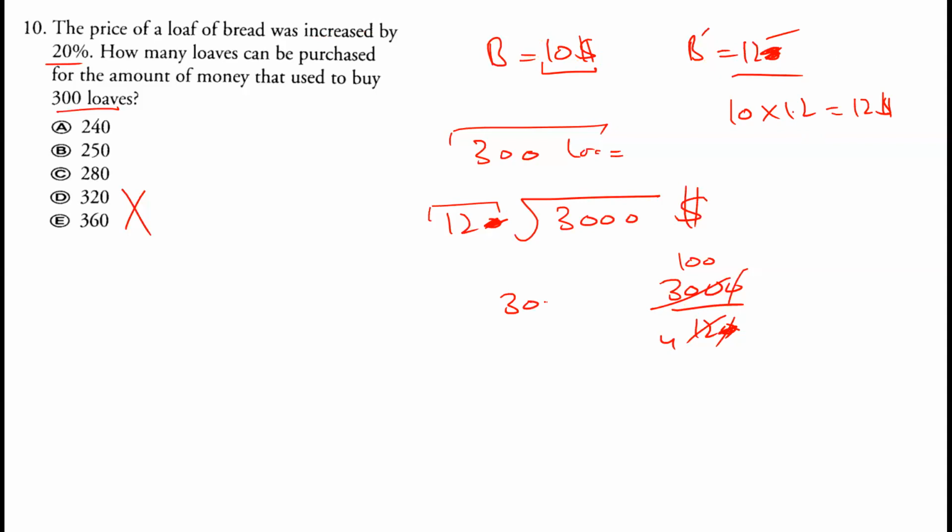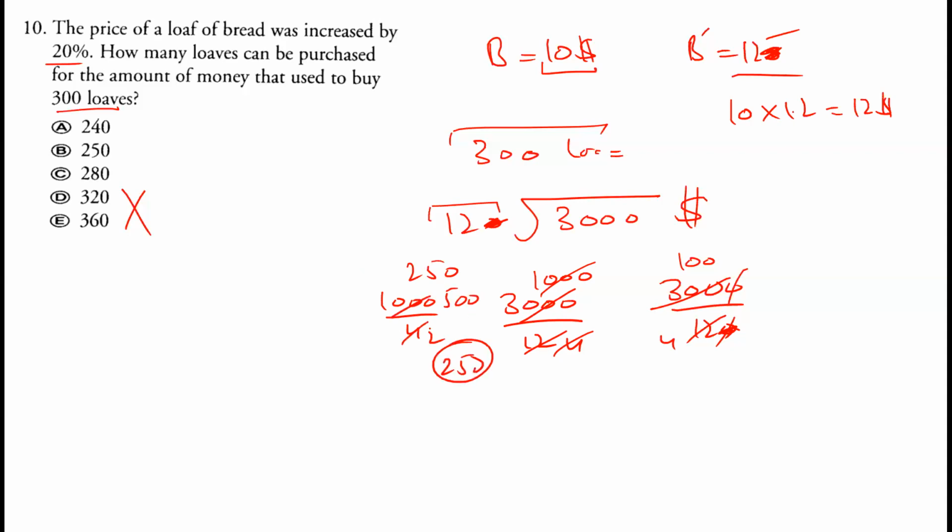So we don't need to divide this by 120, but we need to divide this by 12. So 3,000 divided by 12. So if we use 3,000, 3 multiplied by 1,000 is 3,000. And 12 divided by 3 is 4. If we divide 1,000 by 4, we get 250. So 2 500s are, 2 2s are 500 divided by 2 is 250. So we could buy 250 loaves of bread.